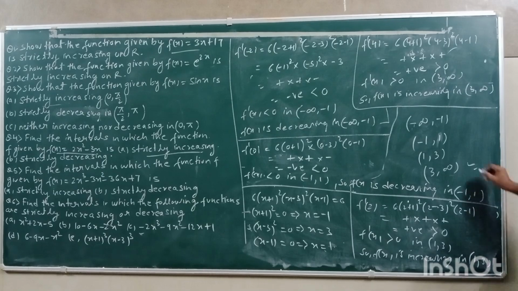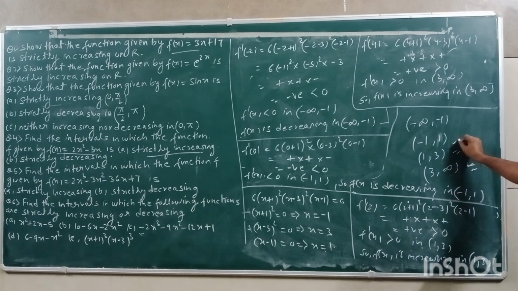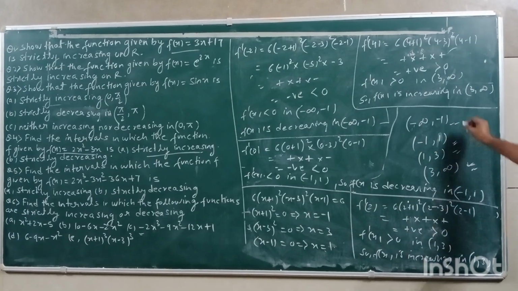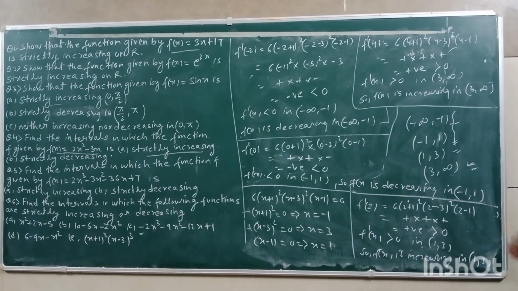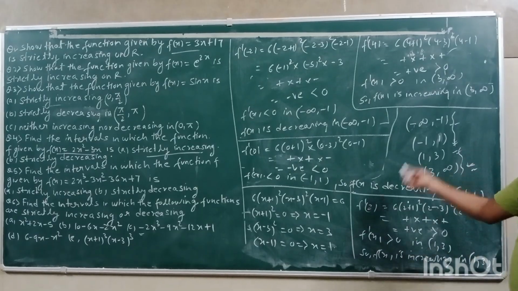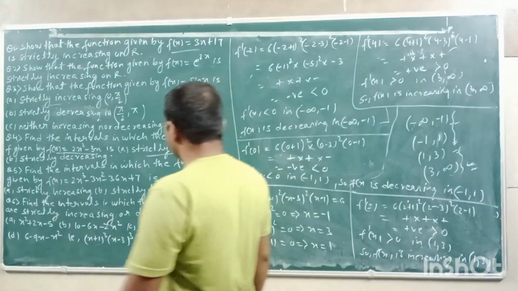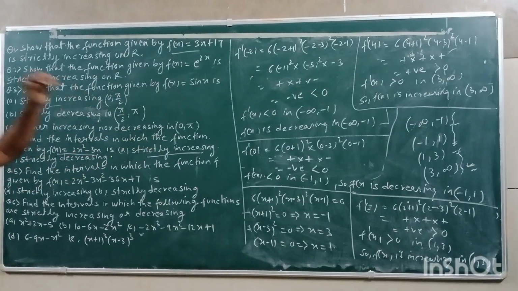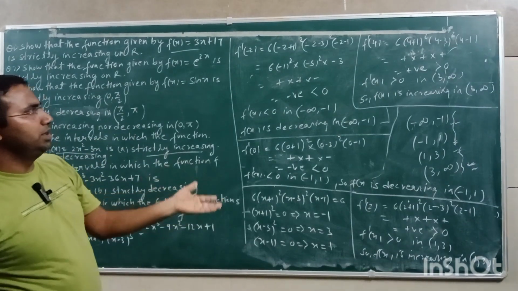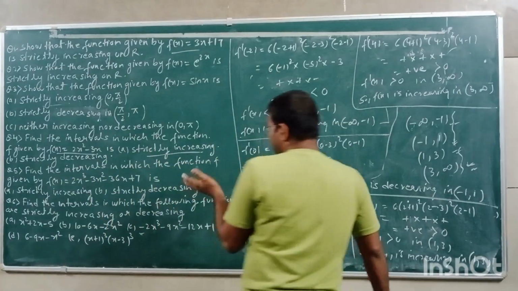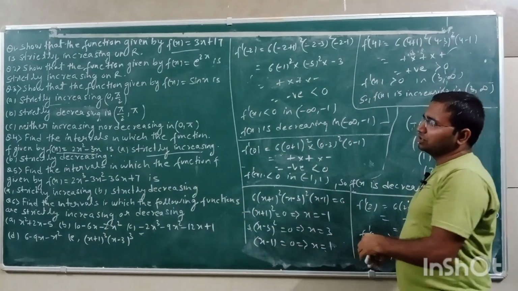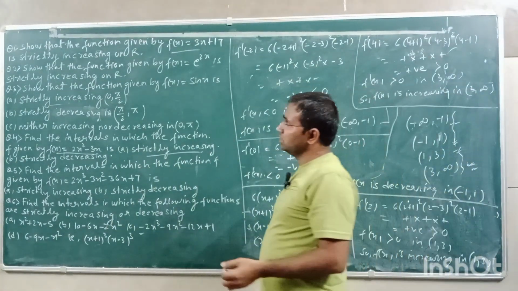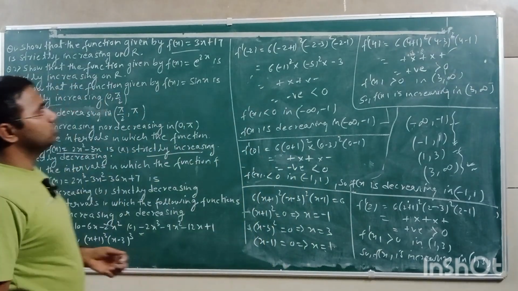So see here, in this interval increasing, in this interval also increasing, in this interval decreasing, and in this also decreasing. It means the first two intervals are decreasing and the last two intervals are increasing. So see here how you will find the intervals in which the function is decreasing and increasing. This is how you will write the solution and solve this question. I hope you have understood.